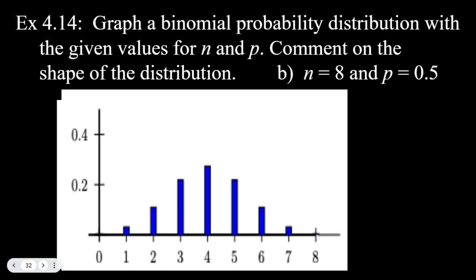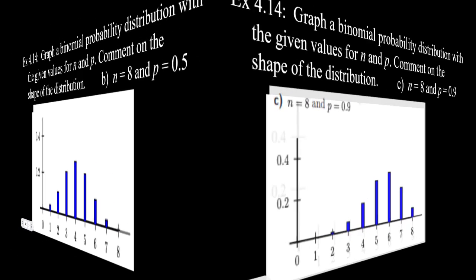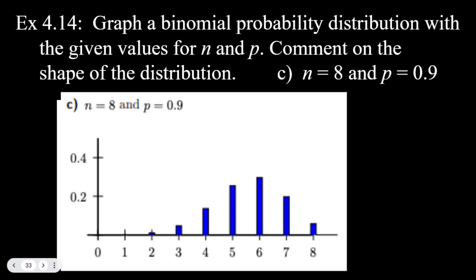So here's what this would look like if n was 8 and p was 0.5. So notice this time, since it's a 50-50 chance of something happening, success and failure, it's much more evenly spread out. And so you see it's even symmetric. 4 is right in the middle where your mean would be, and we'd kind of expect that. If p goes up to 0.9, notice everything is shifted way towards the top.